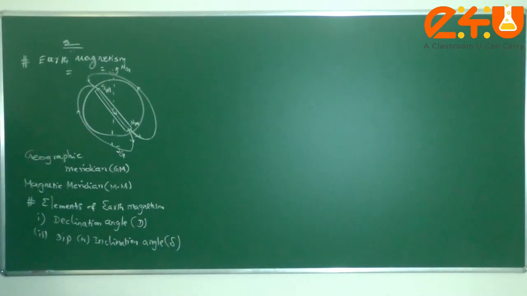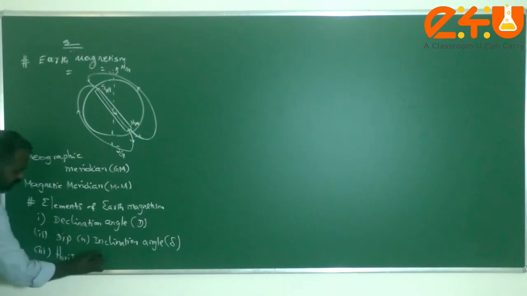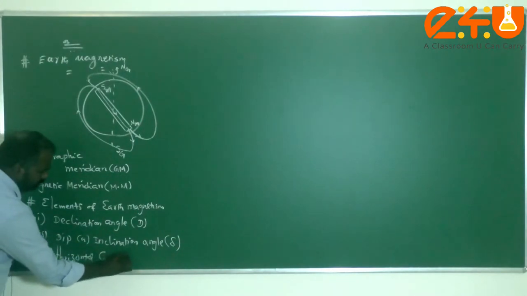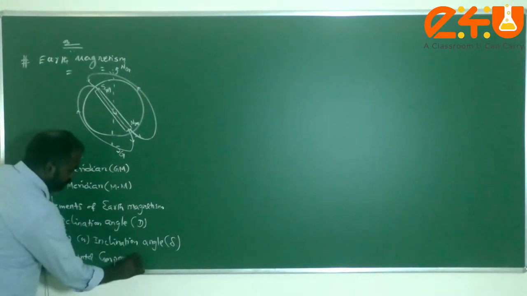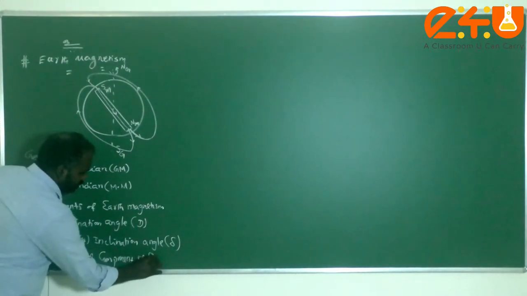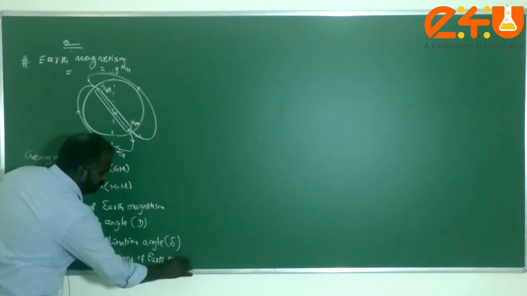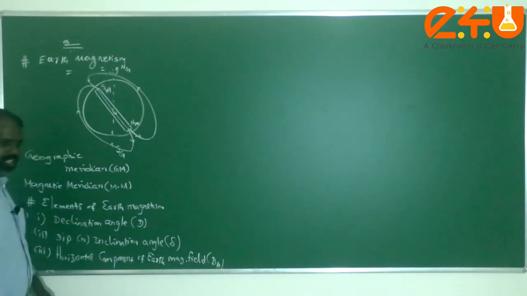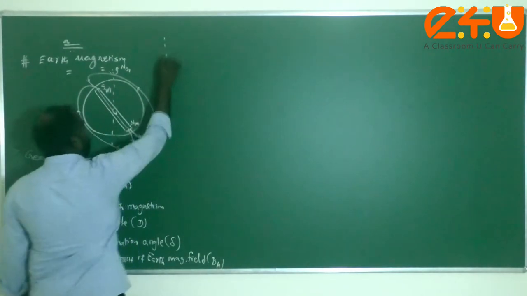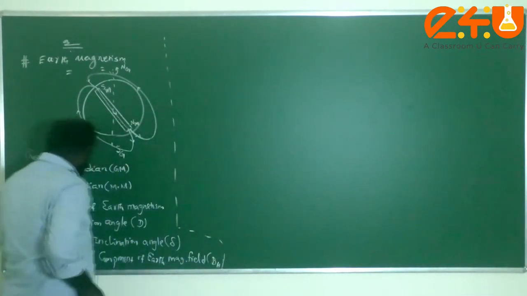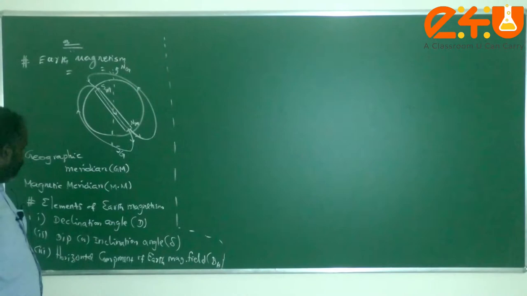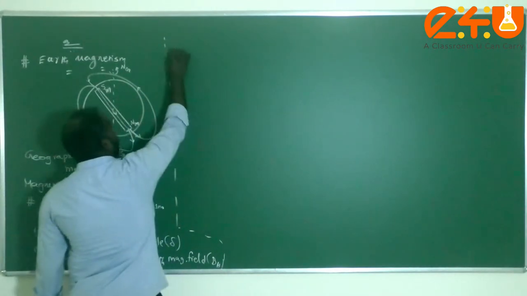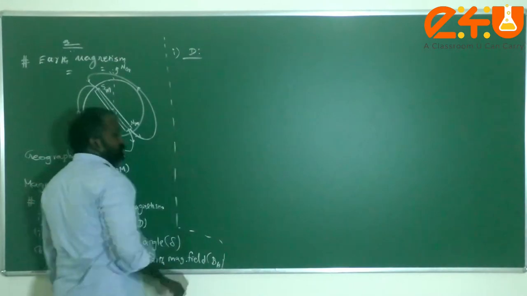The third parameter we have to know is the horizontal component of the earth's magnetic field. We can say that it is BH. That is what, children? BH. Now we are going to define them one by one. The first one we are going to discuss is the angle of declination, or declination angle, D.